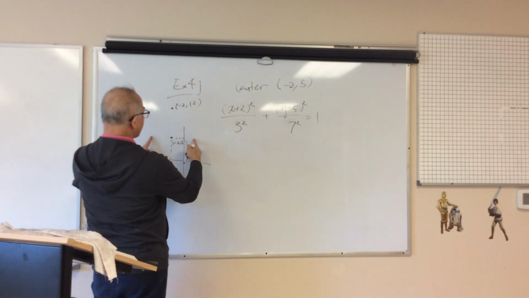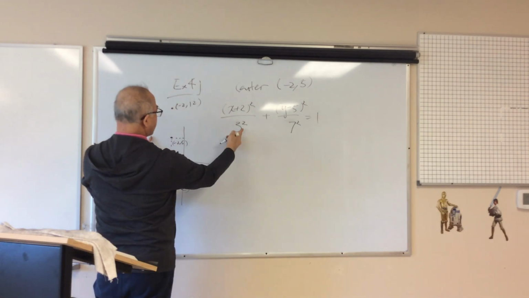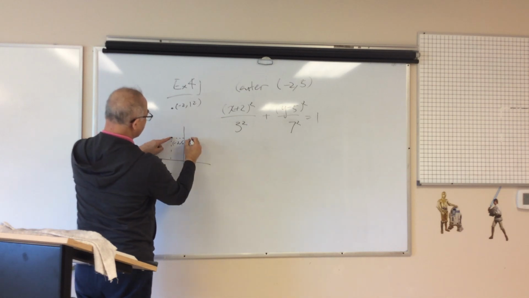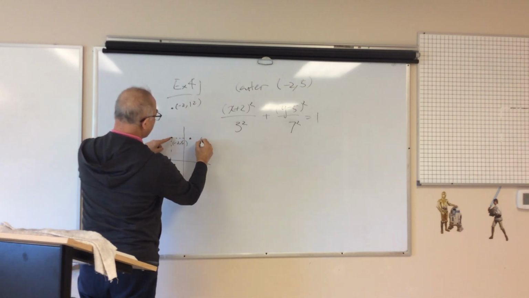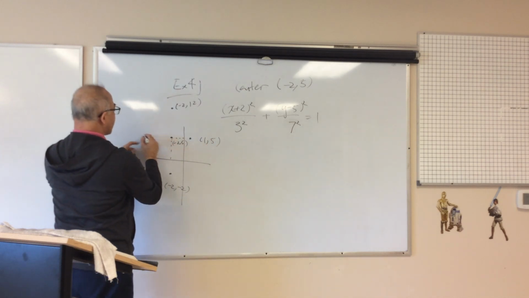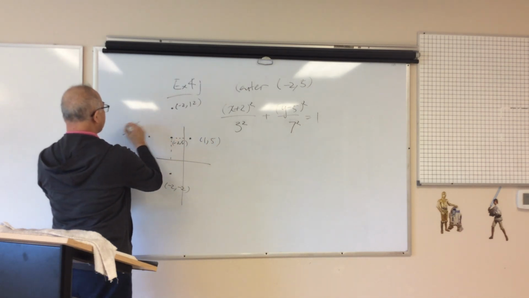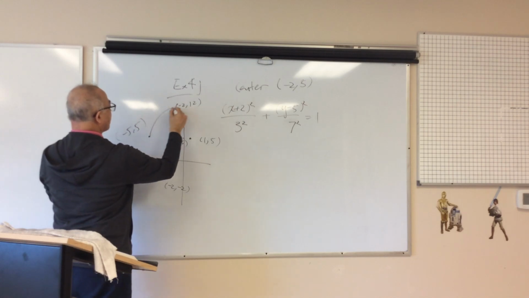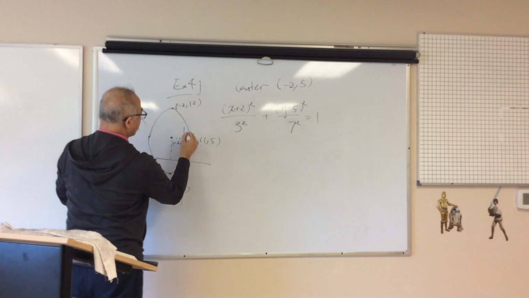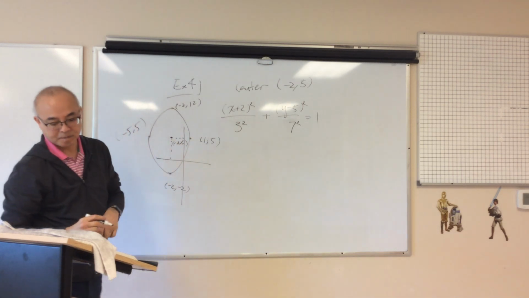Then I'm going to go this way, 3 each, right? So I'm going to go from negative 2 over here, so it's going to be 1 and 5. I'm going to go 3 over on this side, negative 5 and 5. That's what my ellipse looks like.